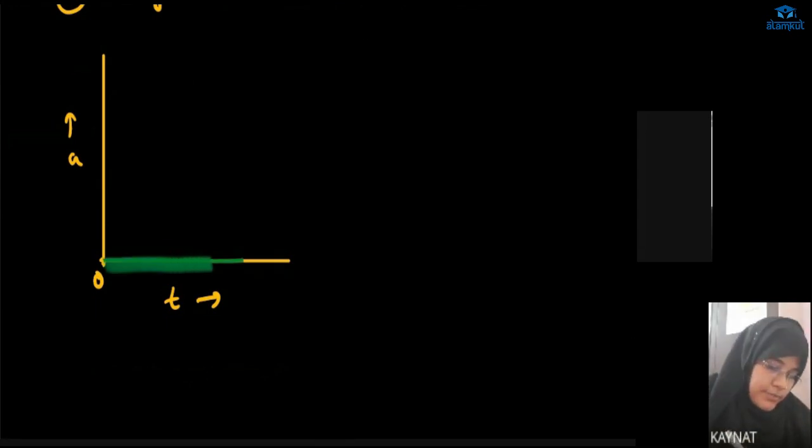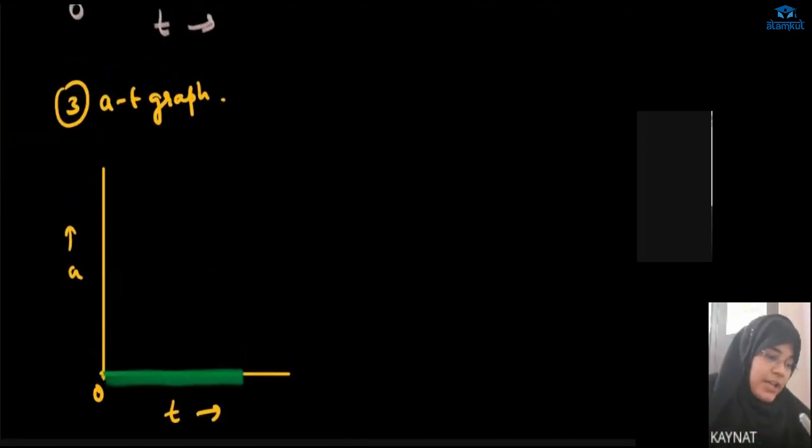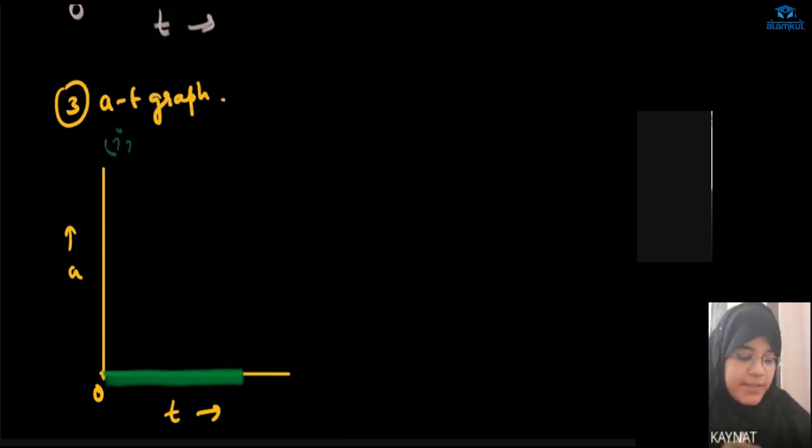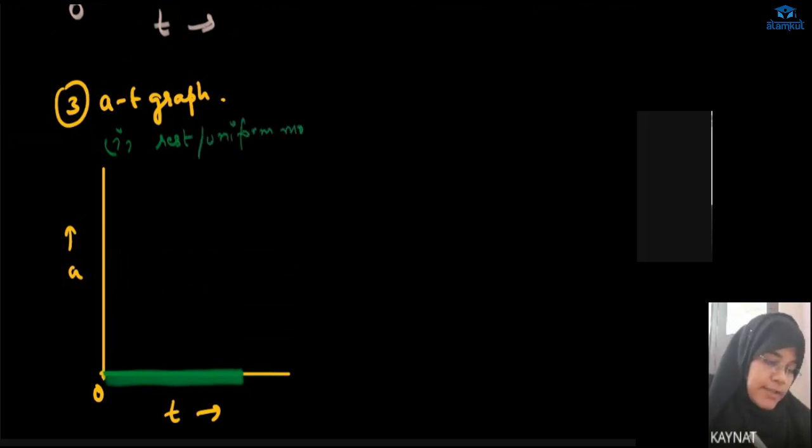If it would be like this, what is the first graph representing? Tell me, what is it representing here? Acceleration is zero. I don't know about velocity, but acceleration is zero here. Velocity can be zero or velocity can be something, but acceleration is zero. So we can say that the body can be at rest. We are not sure if the body is at rest or in uniform motion.